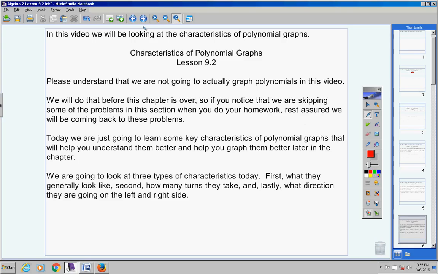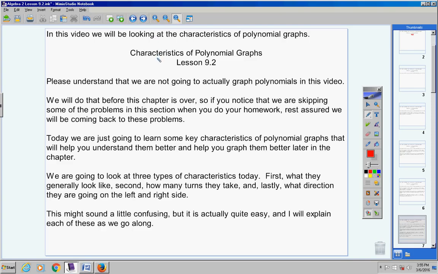We are going to look at three types of characteristics today. First, generally speaking, we're going to look at what they look like. What does a polynomial function graph look like? Secondly, we're going to learn how many turns they take, or at least a maximum number of turns that they take. I'll explain that later. And lastly, we're going to learn what direction they are going on the left and right side of the graph. This might sound a little confusing, but it's actually quite easy. I will explain all this to you as we go along.